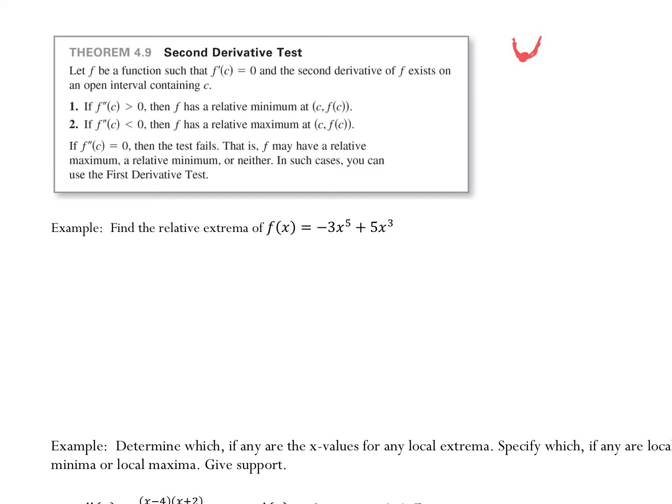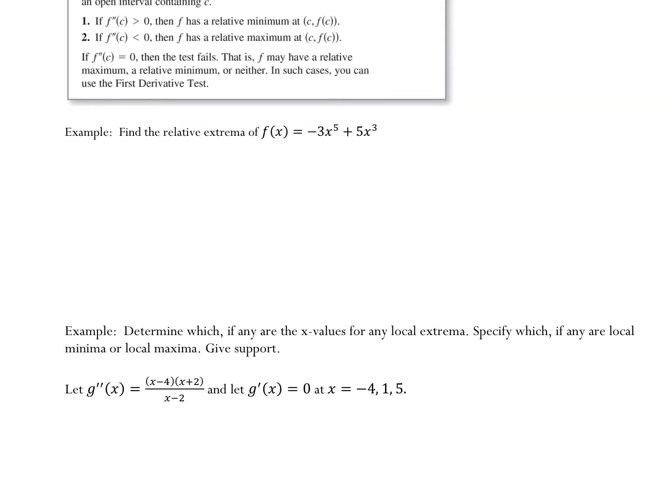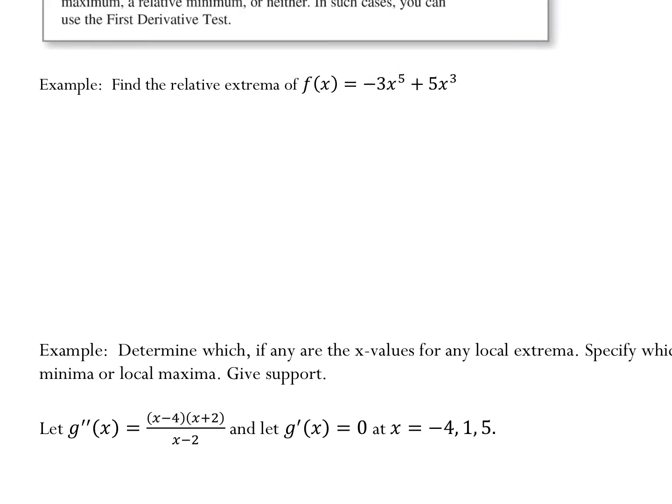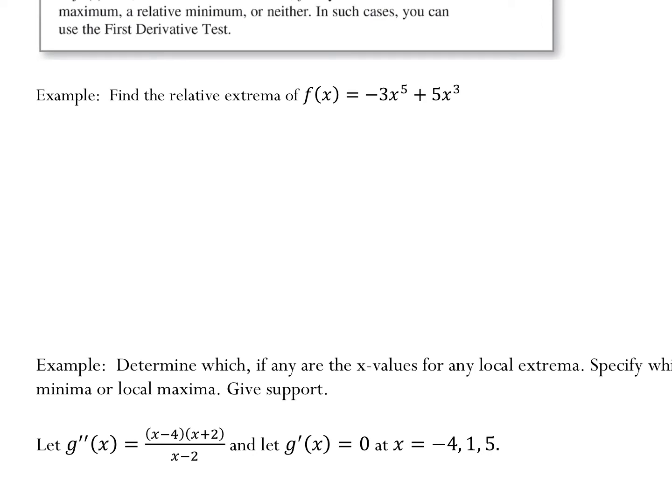All right, so this is basically a shortcut for finding maximums and minimums. So given this function, f of x equals negative 3x to the fifth plus 5x cubed.